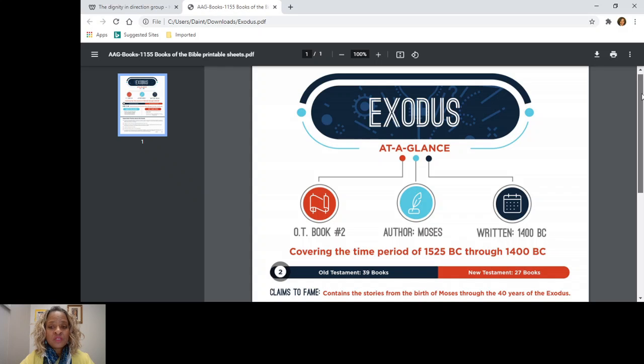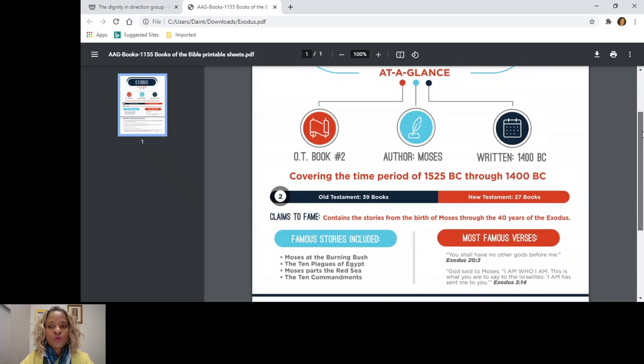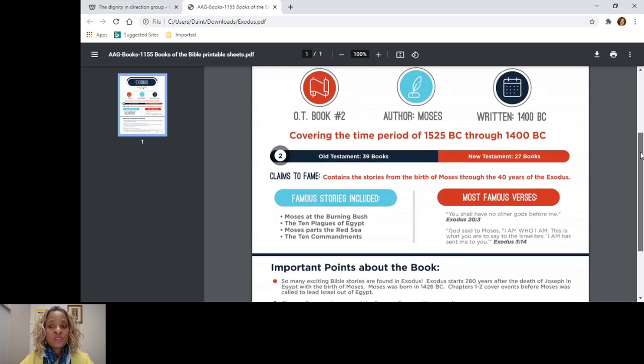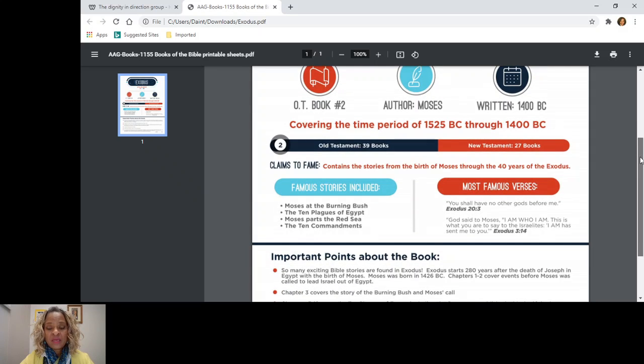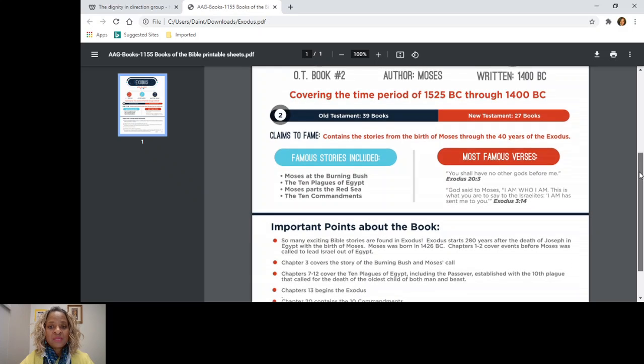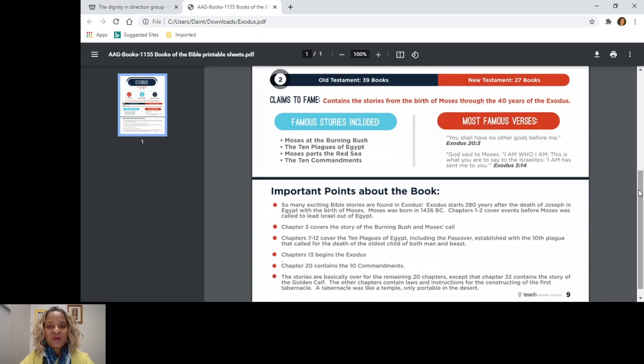And it covers the time period of 1525 BC through 1400 BC. And it has stories of the birth of Moses through the 40 years of the Exodus. And you'll see some of the famous stories that are included are Moses at the burning bush.